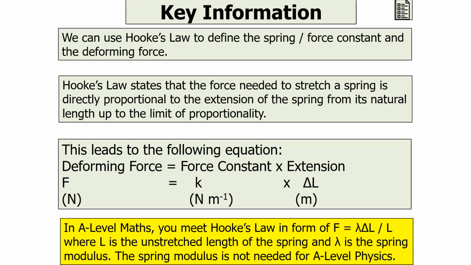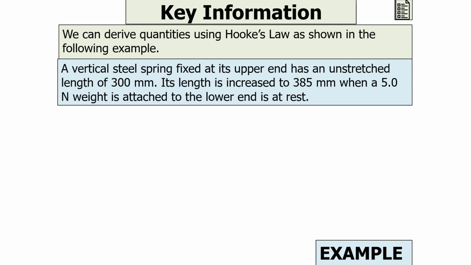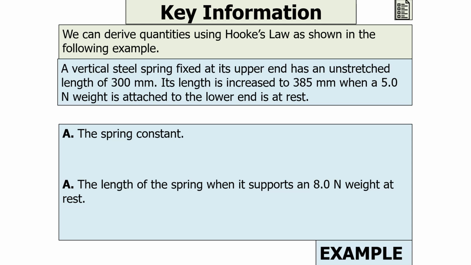This is not needed for A-level physics. So let's have a look at an example question. A vertical steel spring is fixed at its upper end with an unstretched length of 300 mm. Its length is increased to 385 mm when a 5 Newton weight is attached to the lower end at rest. So calculate the spring constant and the length of the spring when it supports an 8 Newton weight at rest.